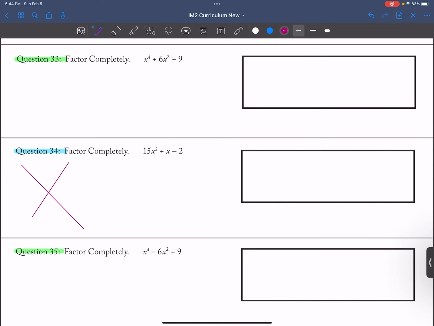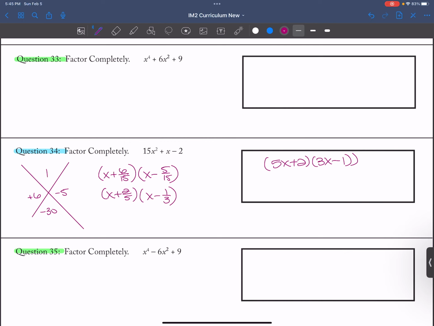So now we have 1 up here, negative 30 in the bottom, which is a positive 6 and a negative 5. So this will be x plus 6 over 15 and x minus 5 over 15. So then we reduce, so x plus 2 over 5 and x minus 1 over 3, just kidding. So then we bring what's at the bottom to the top. So then that's 5x plus 2 and 3x minus 1, because you bring what's in the bottom to the top.